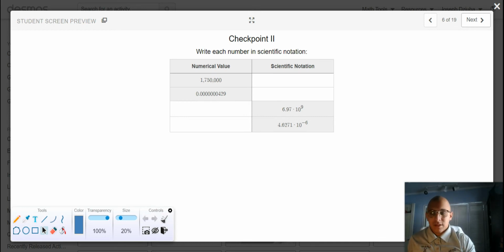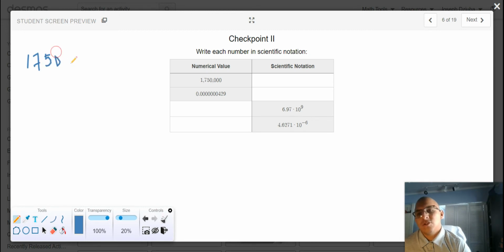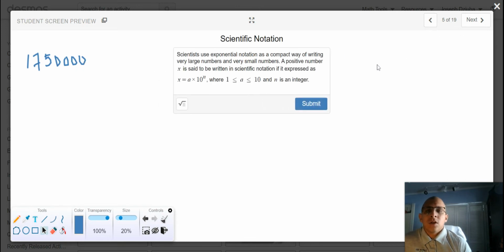So while I know it might have been some time since you've done scientific notation, let's spend a moment here refreshing that memory. So let's take this first number here, 1,750,000, right? So if we go back to our last slide, we need to write it in a way that the term being multiplied by 10 to the n is a numerical value between 1 and 10.